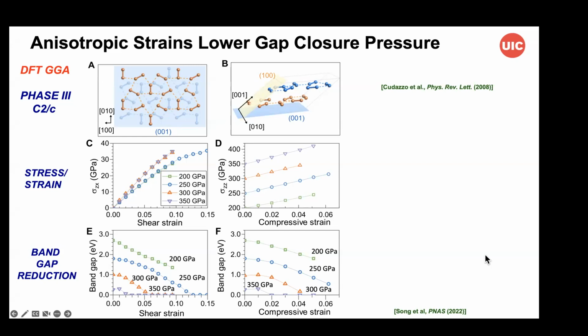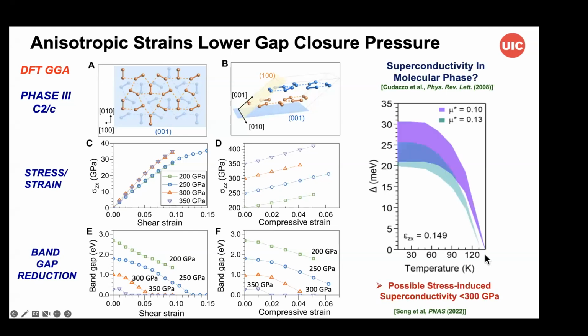And this anisotropic strain can lower the effective pressure of the onset of metallization in the system, as shown in the bottom plots for shear strain and anisotropic compressive strain. So this gives us also the possibility that there is superconducting metallic hydrogen in the molecular forms that are building on the earlier work for hydrostatic compression, that could be possible stress-induced superconductivity below 300 GPa in this system. And this is just shown again using conventional BCS arguments. And here's the calculation of the superconducting gap as a function of temperature.